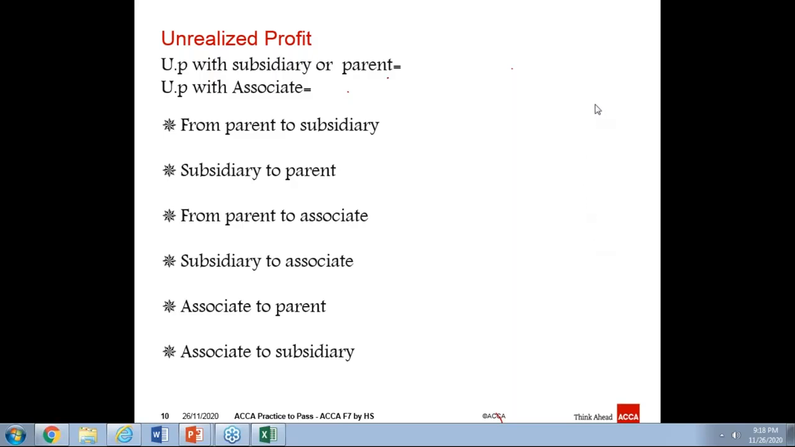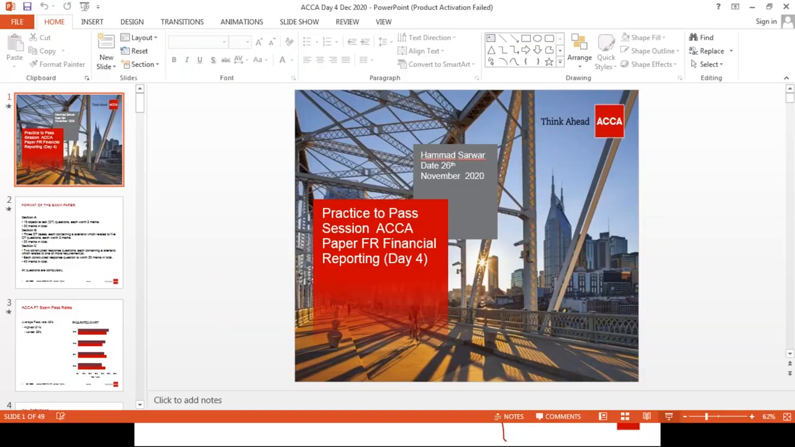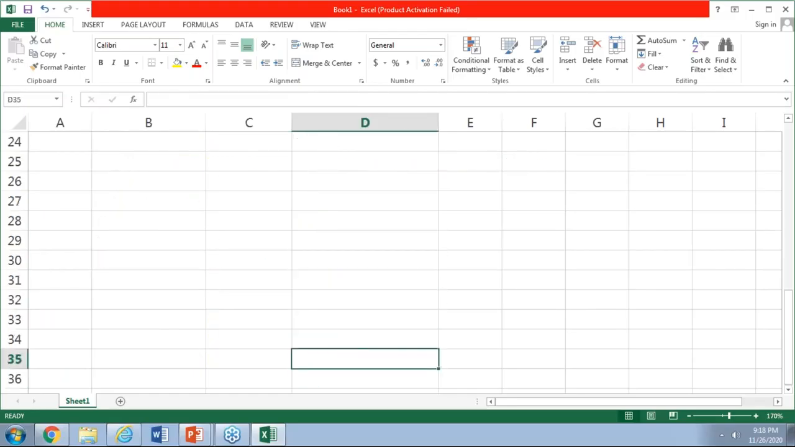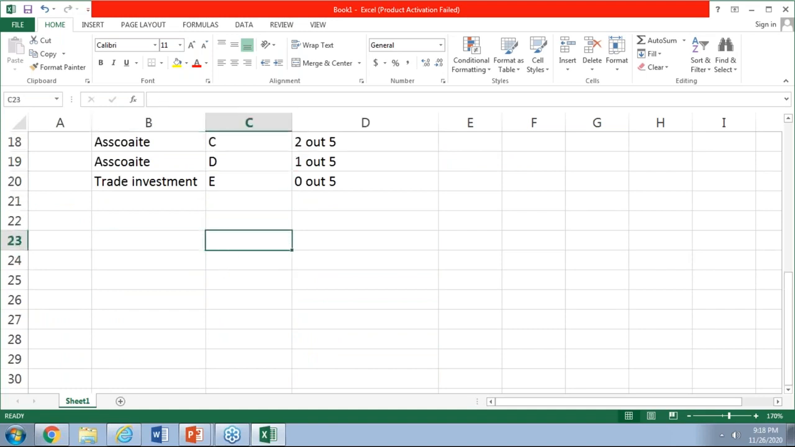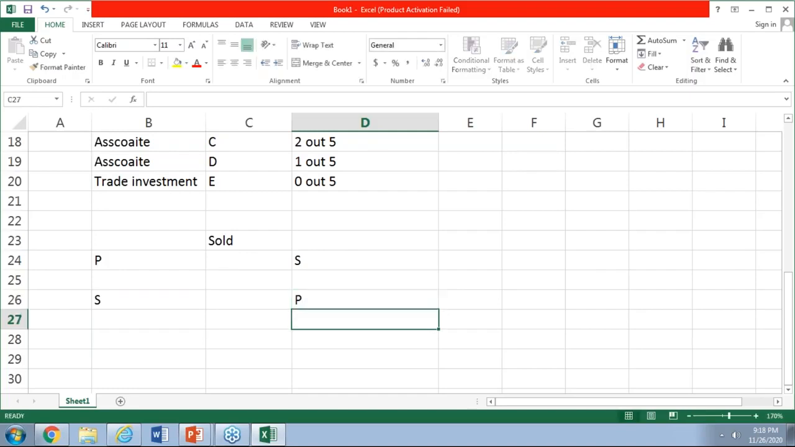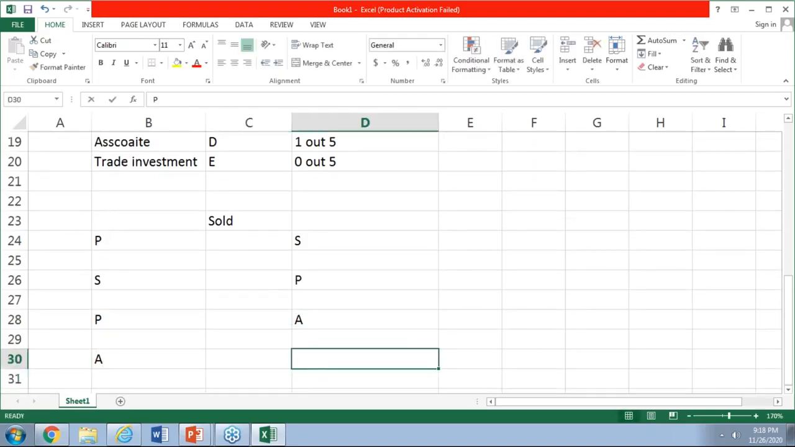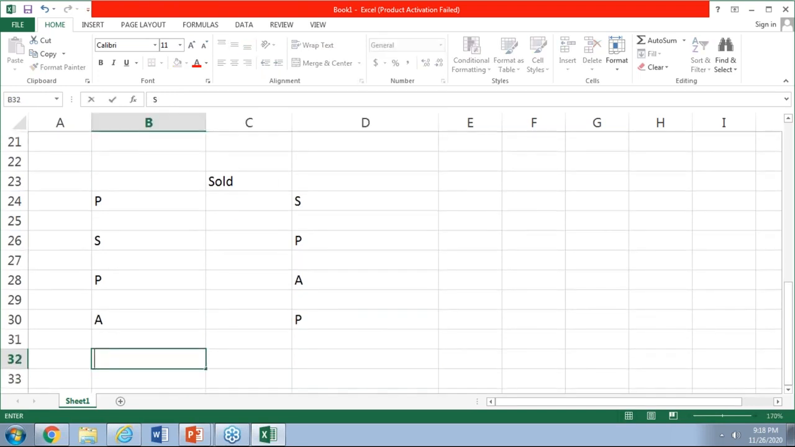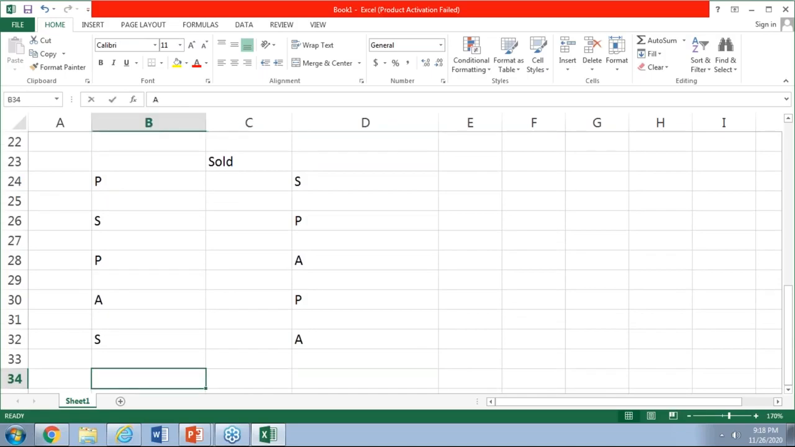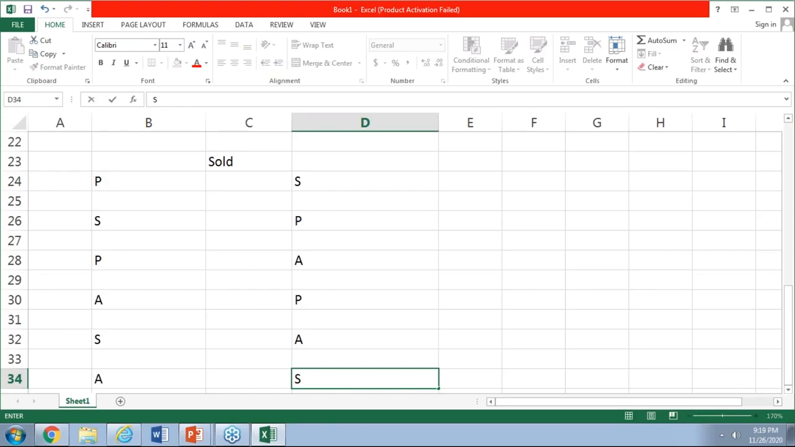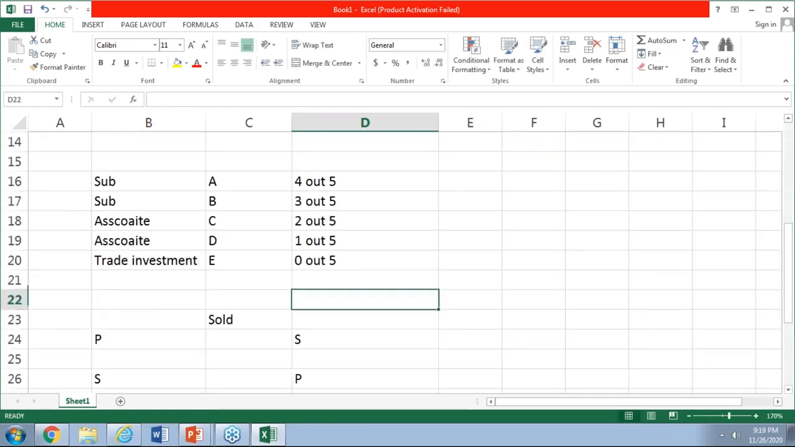Okay, let's start. Parent sold goods to subsidiary, first case. Subsidiary sold goods to parent. Parent to associate. Associate to parent. Subsidiary to associate. And associate to subsidiary. So these will be the 6 maximum cases for the unrealized profit.